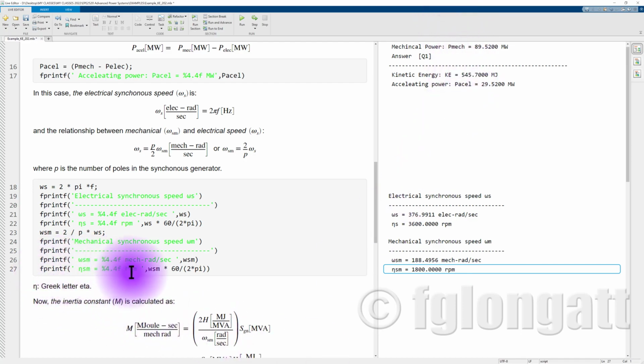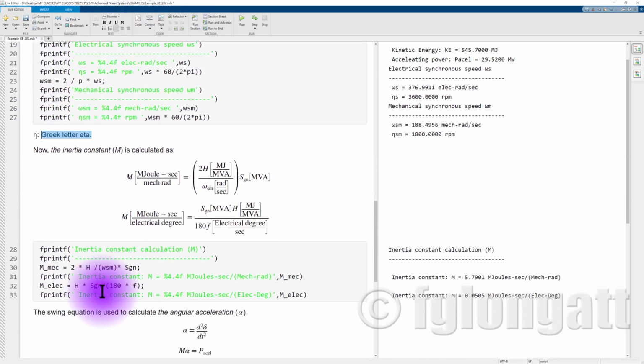Okay, you must be careful here for the rotational speed in RPM. We are using the Greek letter. This is the Greek letter eta. It's not the letter N. This is a Greek letter, the lowercase letter eta, okay?